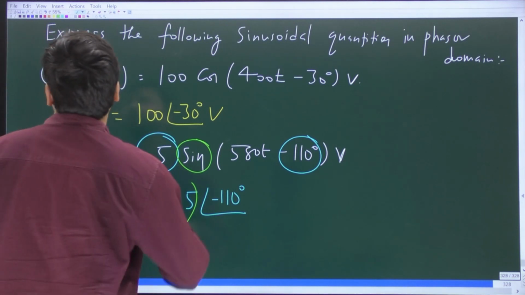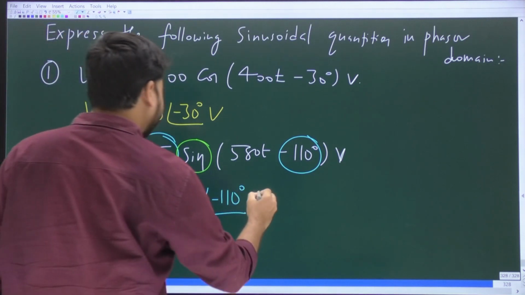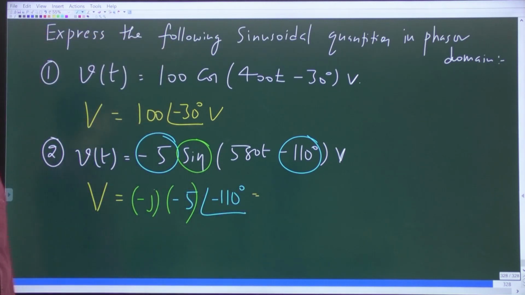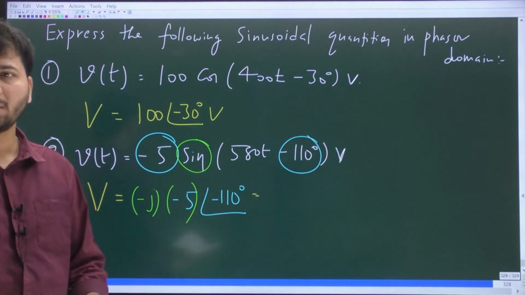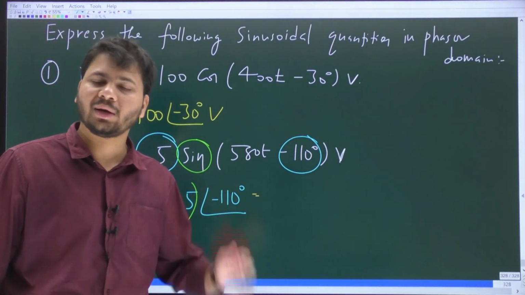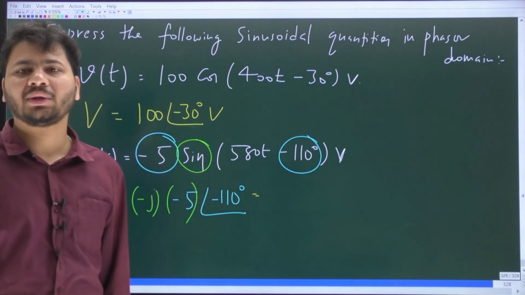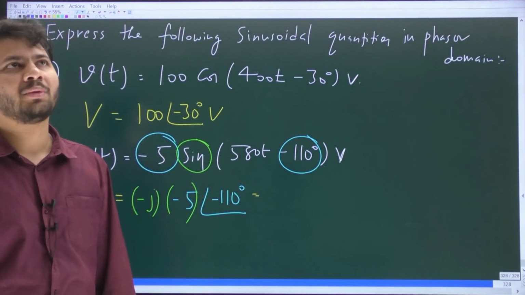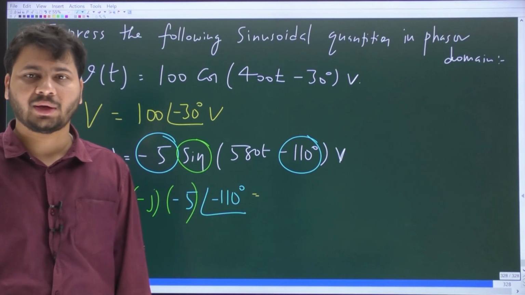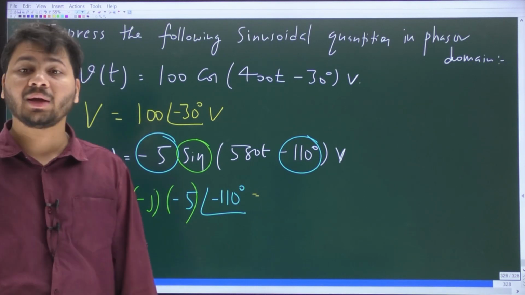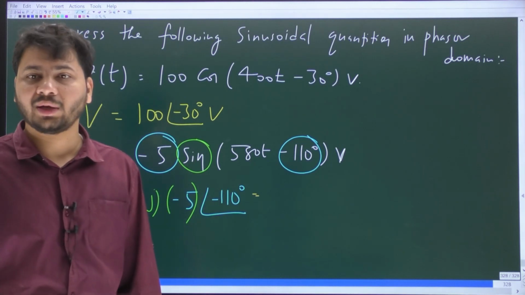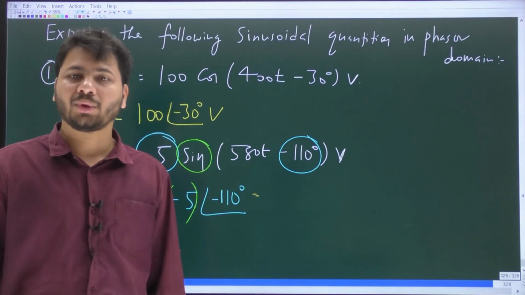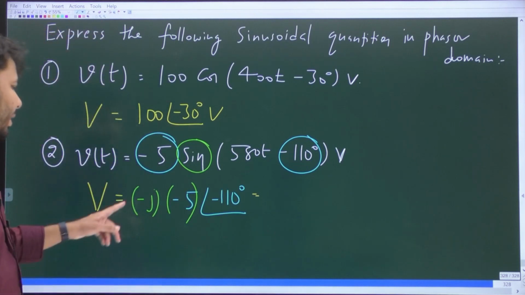Okay. You can simplify this a bit. Minus j, what is minus j? Is it not angle minus 90 degrees? Yes or no? Plus j is angle 90 degrees. Angle 90 degrees means e power j 90 degrees, which is cos 90 plus j sin 90. Similarly, angle minus 90 degrees is cos of minus 90 plus j sin minus 90, which would be equal to minus j.